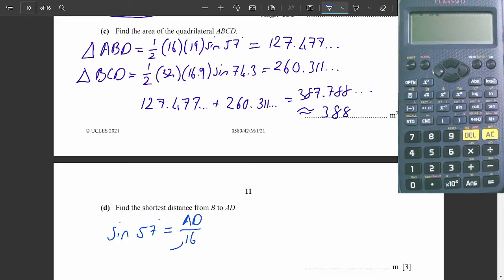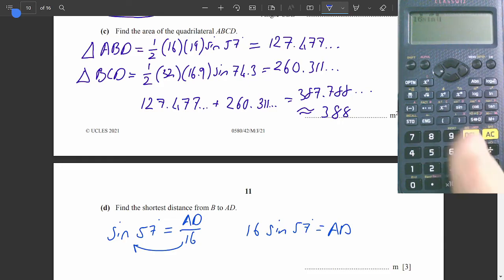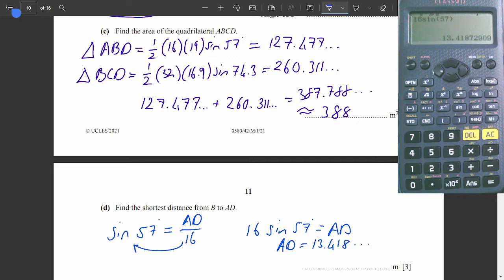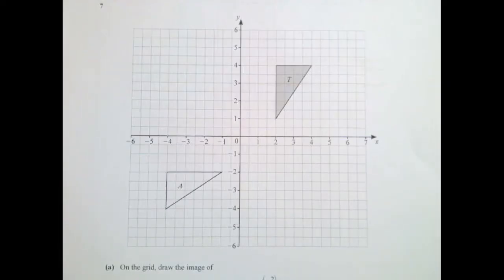Okay, so all we need to do now is multiply the 16 over there. So in our calculator, it'll be 16 times sin 57 will give us AD. Let's put that in. 16 sin 57. And we get AD is 13.418, etc. Rounded to three significant figures, 13.4.